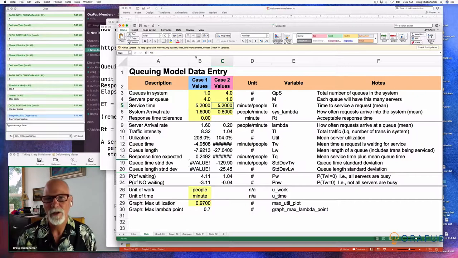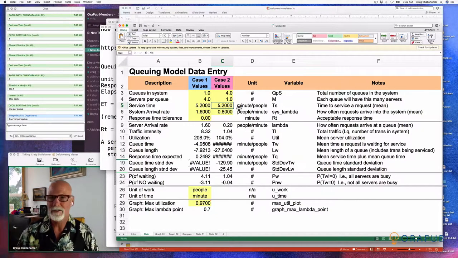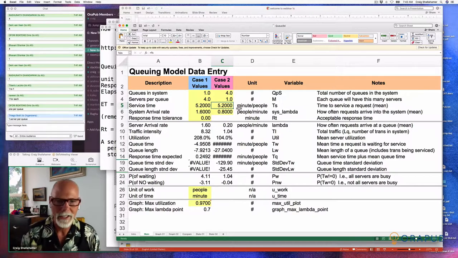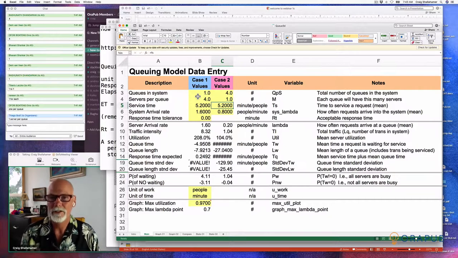Okay, so this one on the left is more like a CPU subsystem. This is more like an IO subsystem. When we talk about CPU subsystems, which is when I typically use queuing theory now, because IO subsystems have so much software and their own operating system, it gets so complicated. I don't even use queuing theory for IO subsystems anymore. For CPU subsystems, it works, it tracks really well.